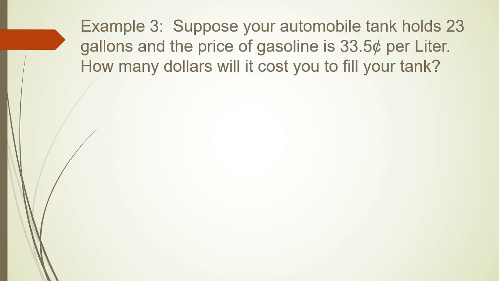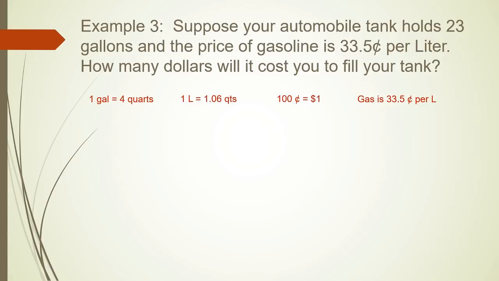Now let's suppose you had an automobile tank that's holding 23 gallons. Okay, I got 23 gallons of gas, and the price for gas is 33.5 cents for every liter. So how many dollars would it cost me to fill up that car? Well, we know that a gallon is 4 quarts, a liter is 1.06 quarts, and there's 100 cents to a dollar. Okay, and gas is 33.5 cents for every liter. Those are my 4 conversion factors I'm going to use.